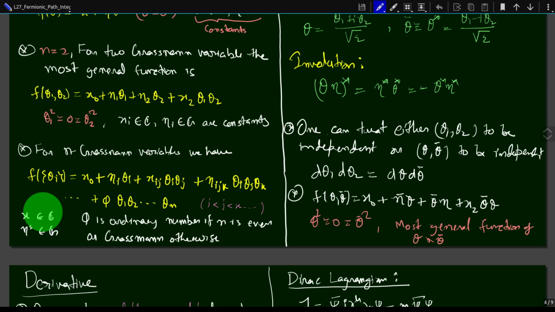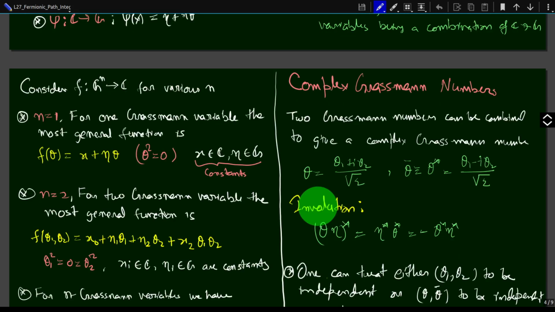So here all the xi's are complex numbers, all the eta i's are Grassmann numbers, but phi is a complex number if n is even, and it is a Grassmann number if n is odd. Because the overall function has to have an even number of Grassmann variables. If n is odd, then phi has to be a Grassmann number, otherwise it has to be a real or complex number. So this is a function of n variables.